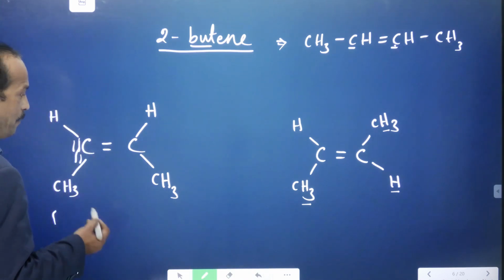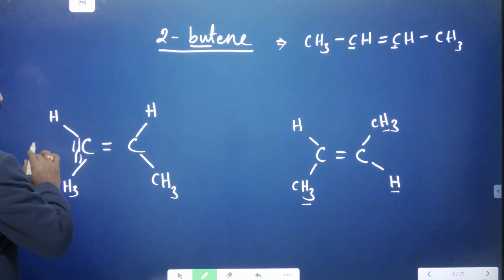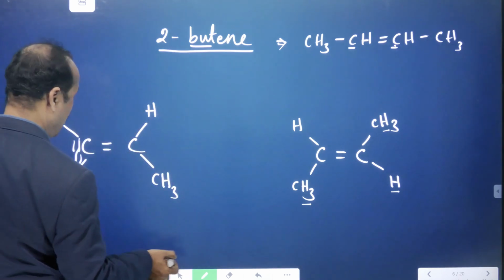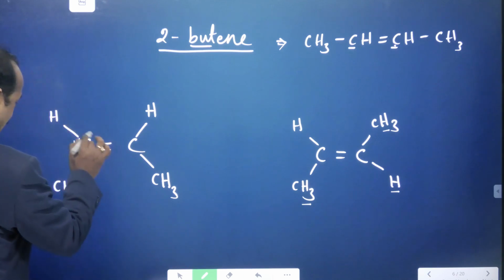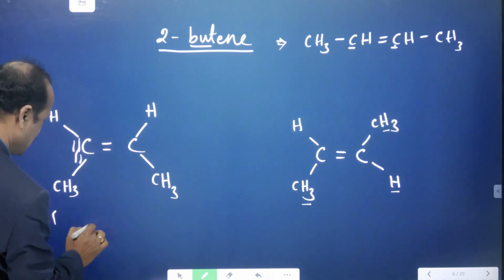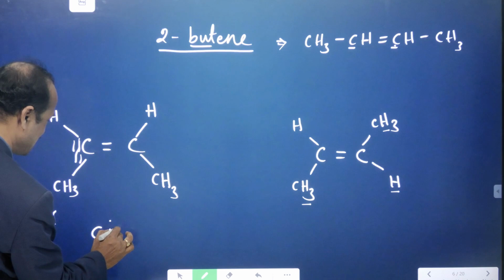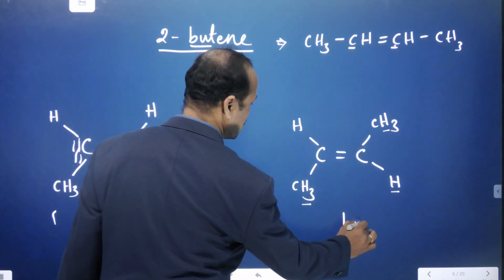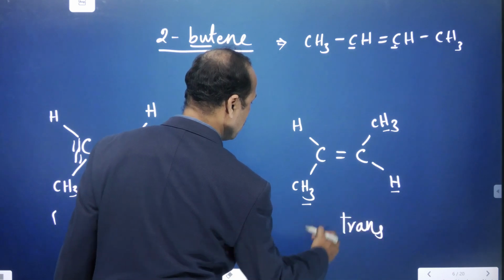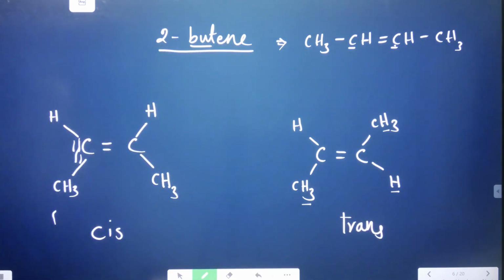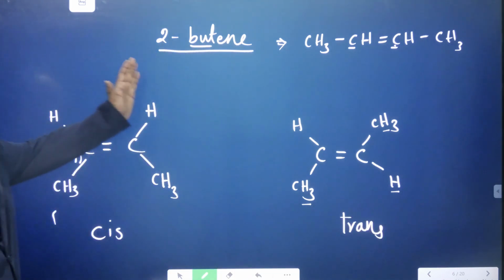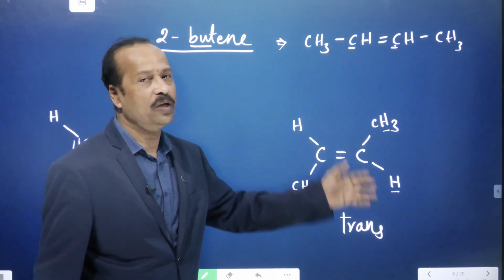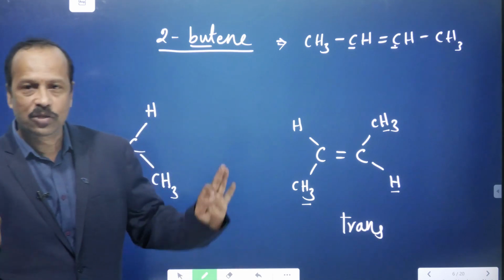So both are correct. Then what name do you give? This is also 2-butene, and this is also 2-butene. As both methyls are on one side, we write cis here. And what do we write here? Trans. So the name of this one is cis-2-butene, and the name of this one is trans-2-butene. That's all, students.